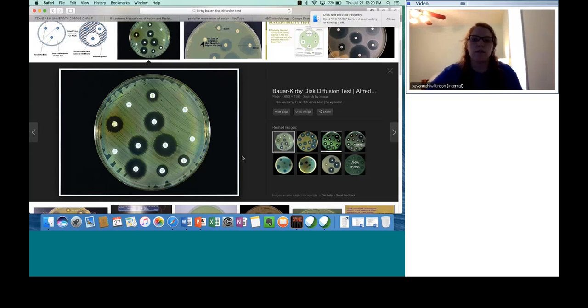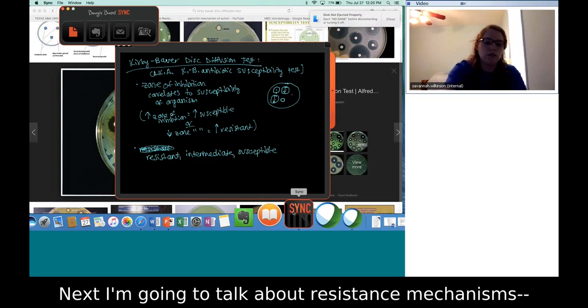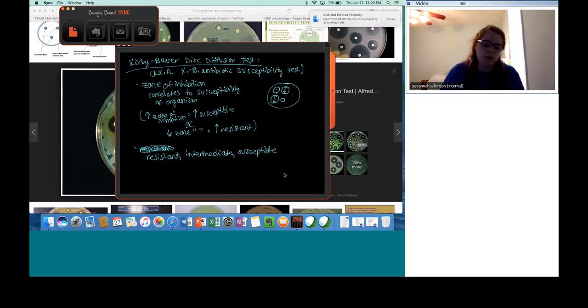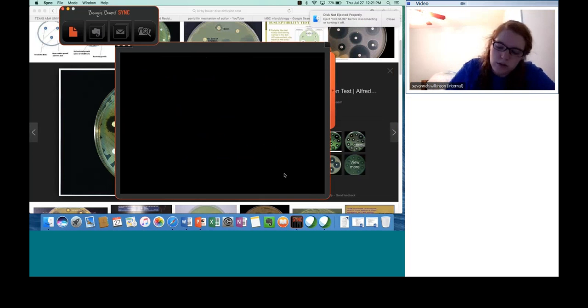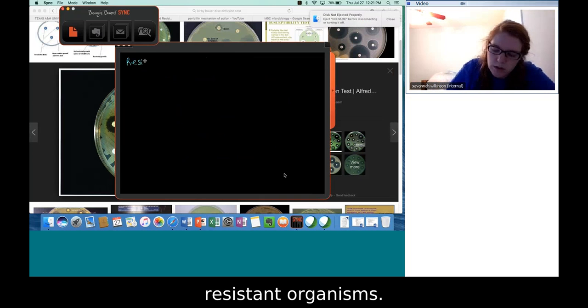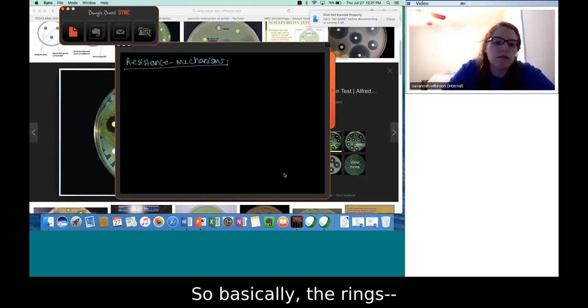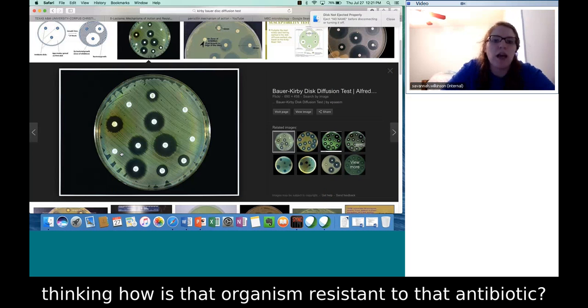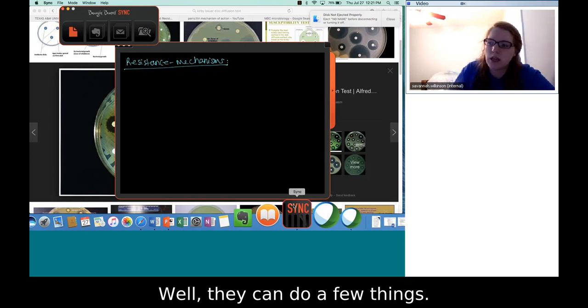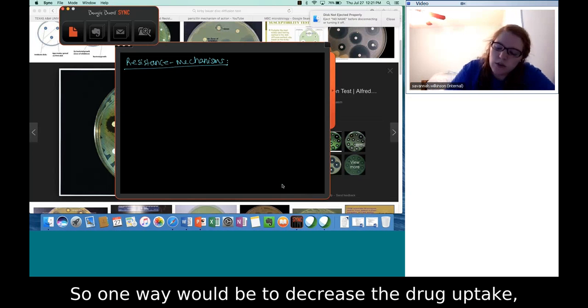Okay, so next I'm going to talk about resistance mechanisms. So basically the rings here, the lack of rings, you're probably thinking, how is that organism resistant to that antibiotic? Well, they can do a few things. So one way would be to decrease the drug uptake.